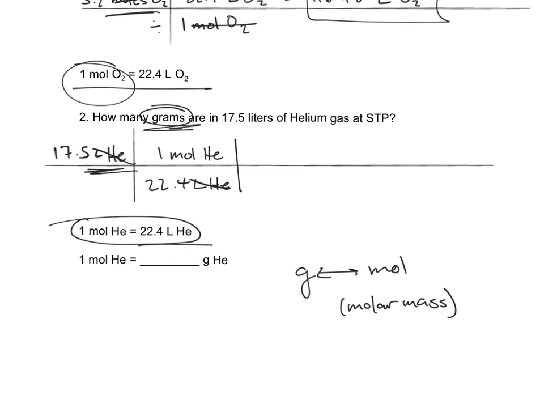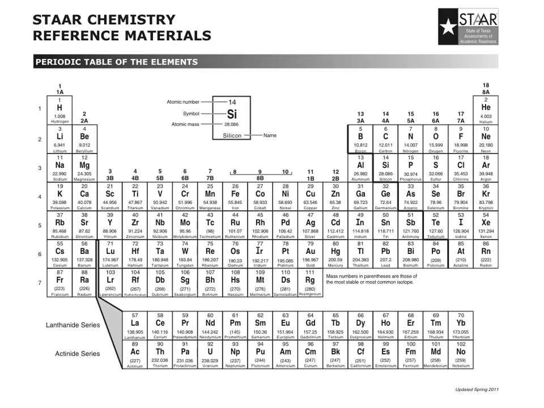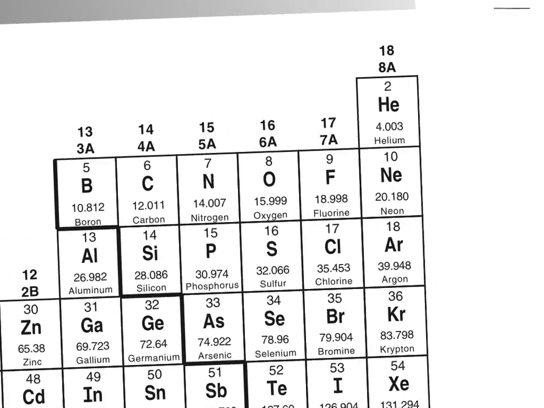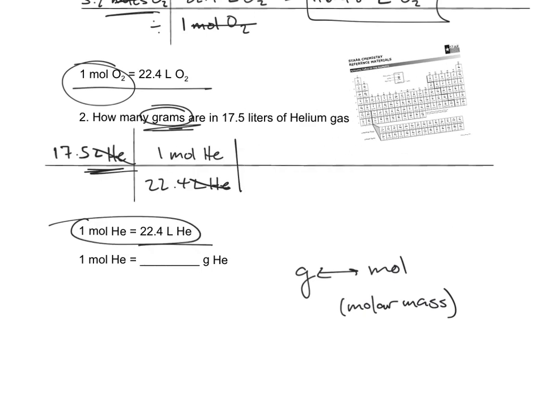So we need the molar mass of helium. To find the molar mass of helium, you need to go look at a periodic table, which I'm trying to pull up right now. There it is. All right, so here's our periodic table. We go look over at helium. Helium has a molar mass of 4.003. So that's what we are going to use in our conversion.